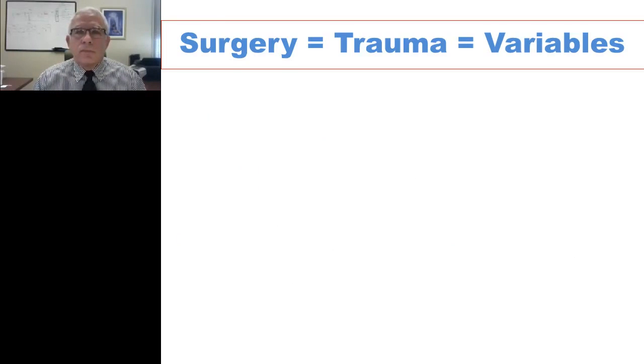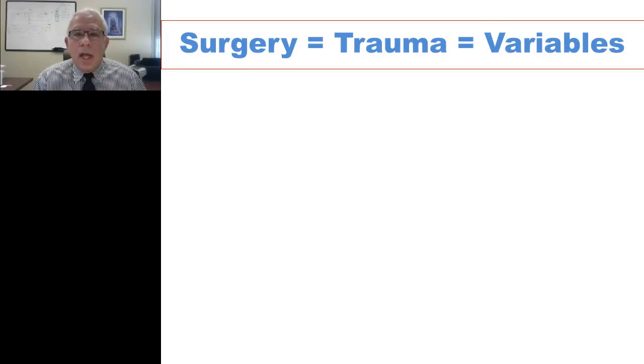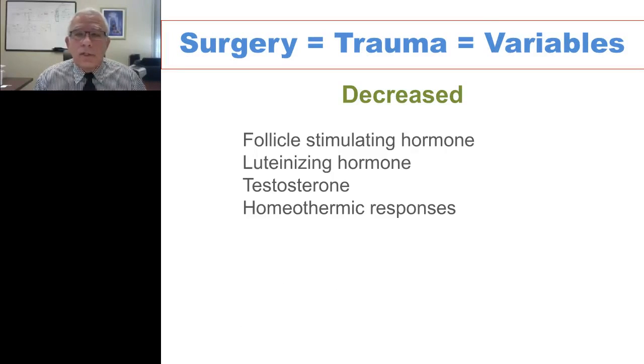So let's see some of these variables. These surgery variables will lead to increased catecholamines, corticosteroids, growth hormones. We can go on and on and on. It will lead to decreased hormonal levels and homeothermic responses.